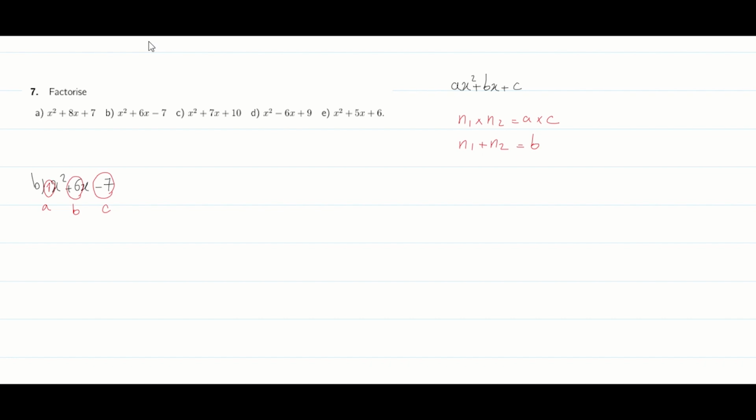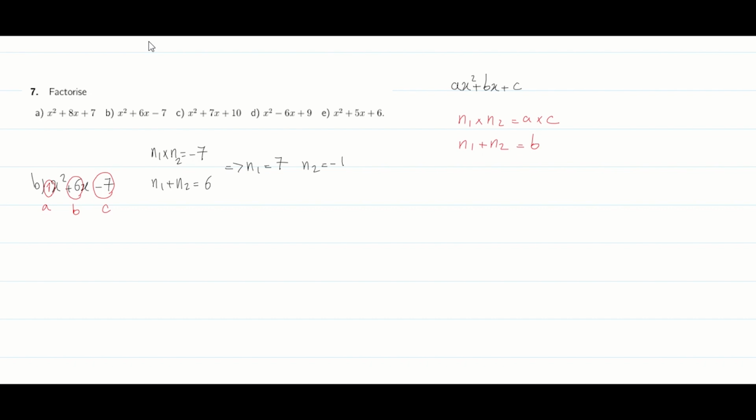So first I have to find two numbers whose multiplication should be equal to negative 7, and at the same time their summation should be equal to 6. And obviously those two numbers would be 7 and negative 1. Because if you multiply 7 and negative 1, it would be equal to negative 7. And if you add them up, it would be equal to 6.